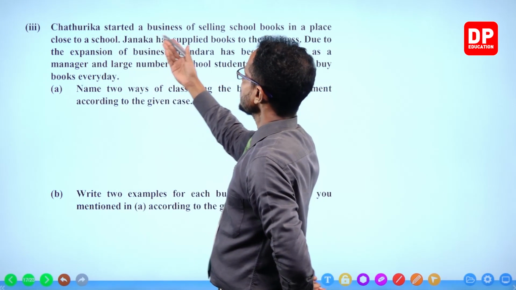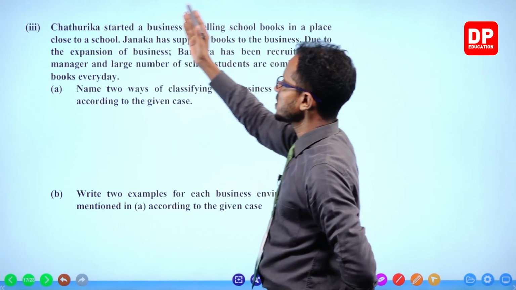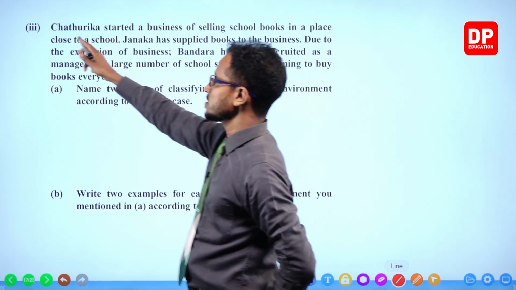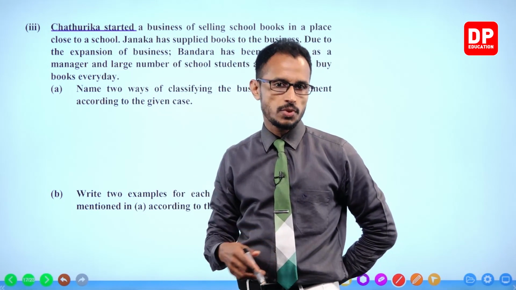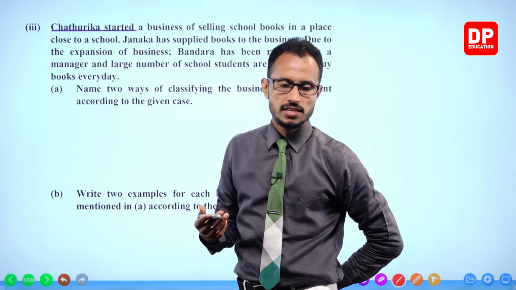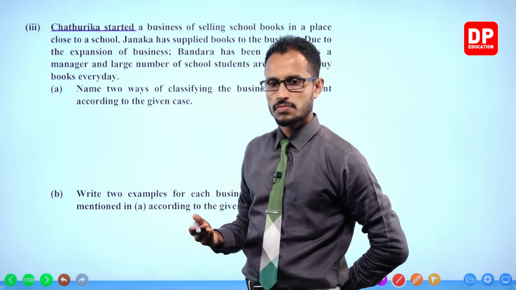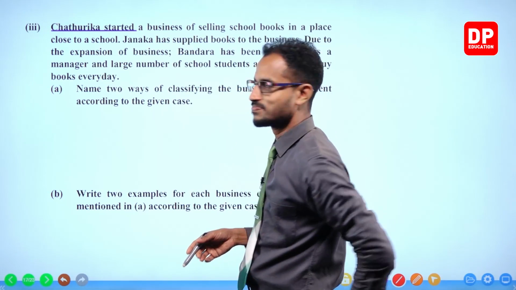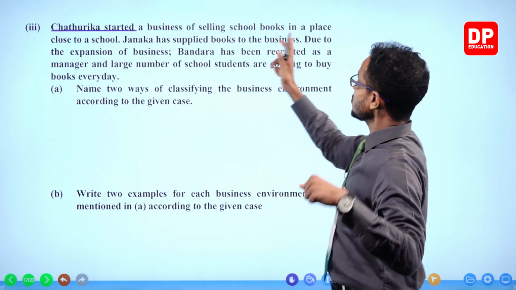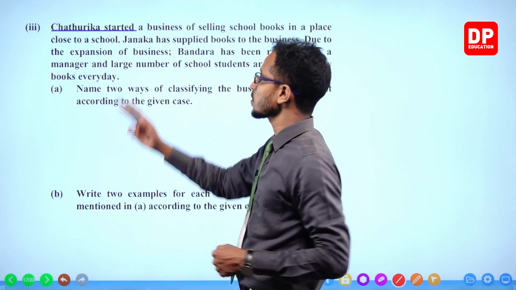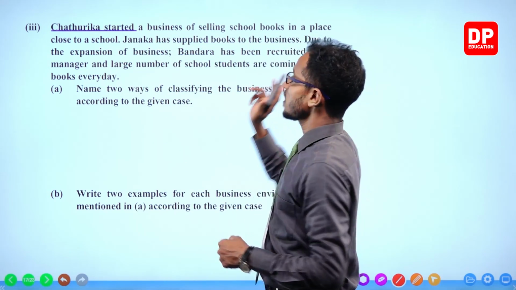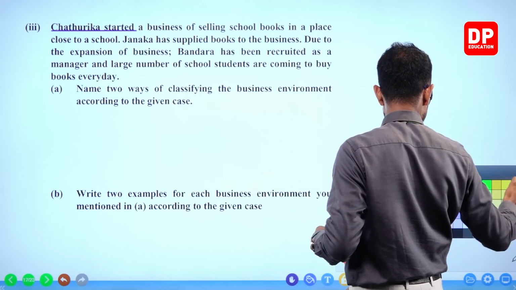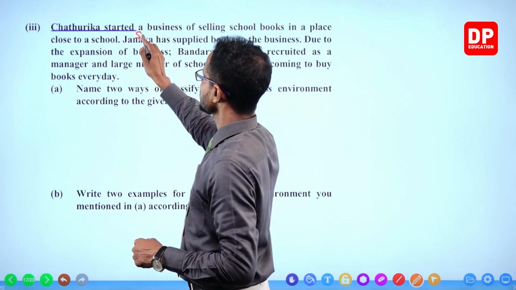Third, Chaturika started a business of selling school books in a place close to a school. Right, Chaturika is the businesswoman, not a businessman. Selling school books close to a school. Janaka has supplied books to the business. Janaka is a supplier.